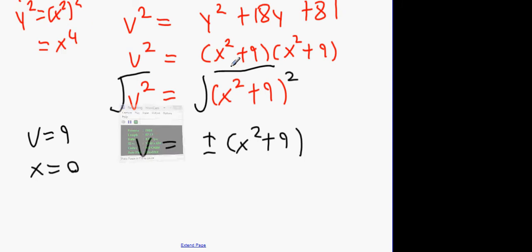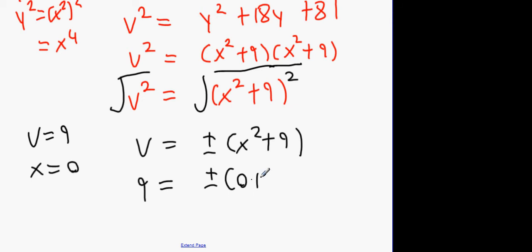Lads, it was the square root of (x squared plus 9) all squared. That's why the square root gets rid of the squared sign, and we're left with plus or minus x squared plus 9. Now, put in v equals 9, put in x equals 0. We can see that the minus version won't work, because if it's minus, v would be minus 9. So check your limits. We're automatically ruling out the minus version now. The minus version is not an acceptable answer.